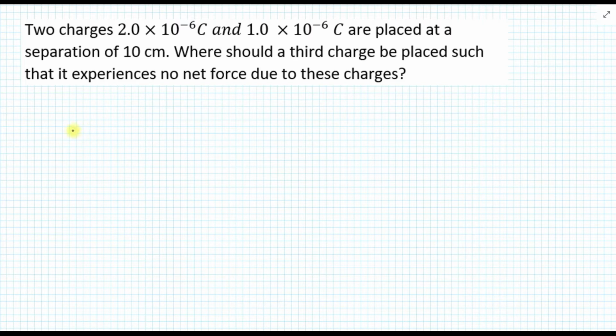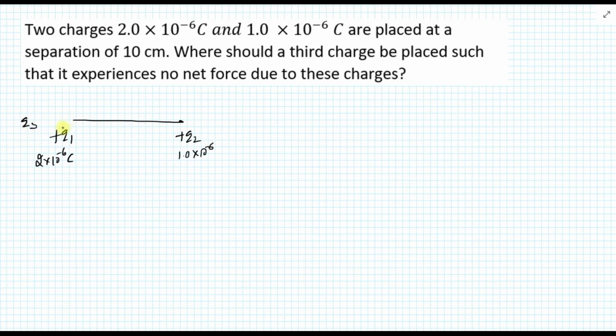Okay. So let's say these two charges are placed like this: this is plus q1, a 2 microcoulomb charge, and this is plus q2, a 1 microcoulomb charge. Now think, what are the possibilities of the third charge to be placed with respect to q1 and q2? Let's say we are placing the third charge left of q1 like this.